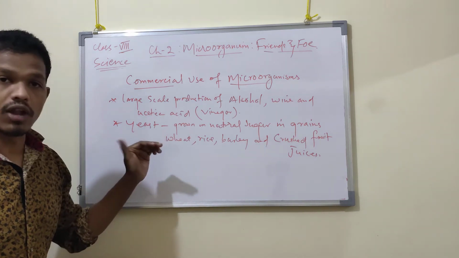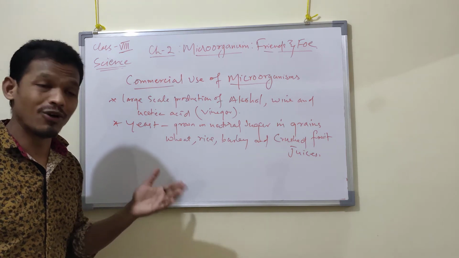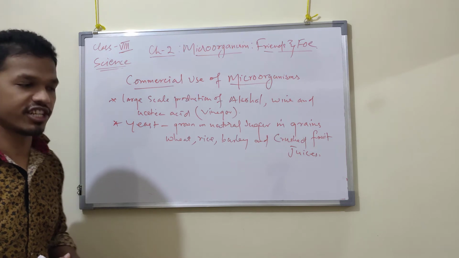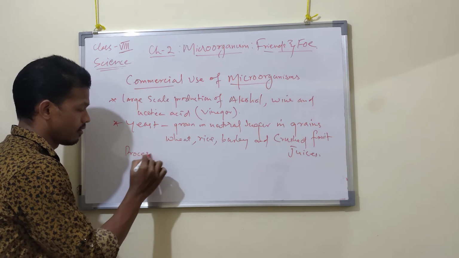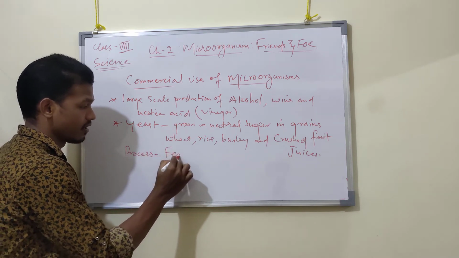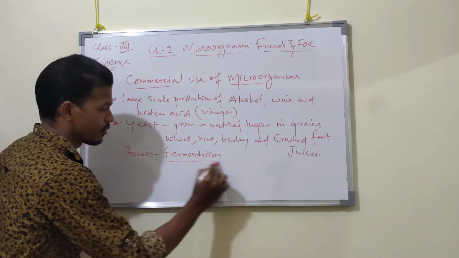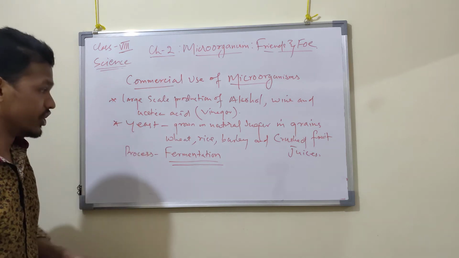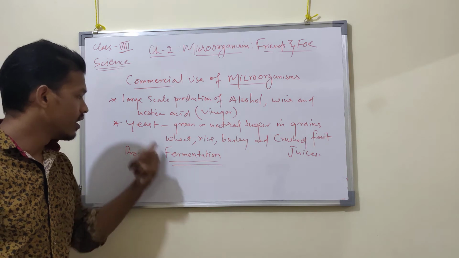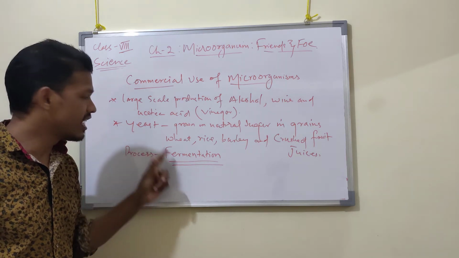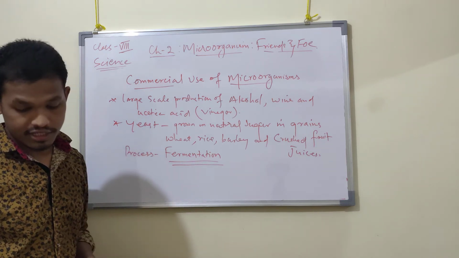How is this alcohol manufactured? How is this alcohol prepared? This alcohol is prepared by the process called fermentation. This is the process required to produce alcohol, wine, or acetic acid. The yeast present will carry out this process. That is the term called fermentation.